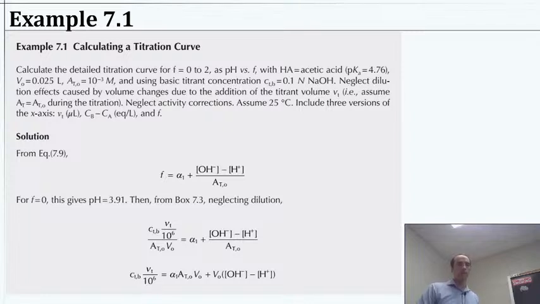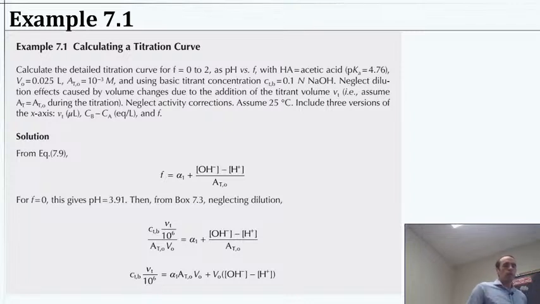And then it tasks us to generate 3 different versions of an x-axis. So one would be the volume added, volume of our titrant. One is going to be the Cb minus Ca in equivalents per liter, and one is going to be F. And of course, F is what we're going to scale from 0 to 2.